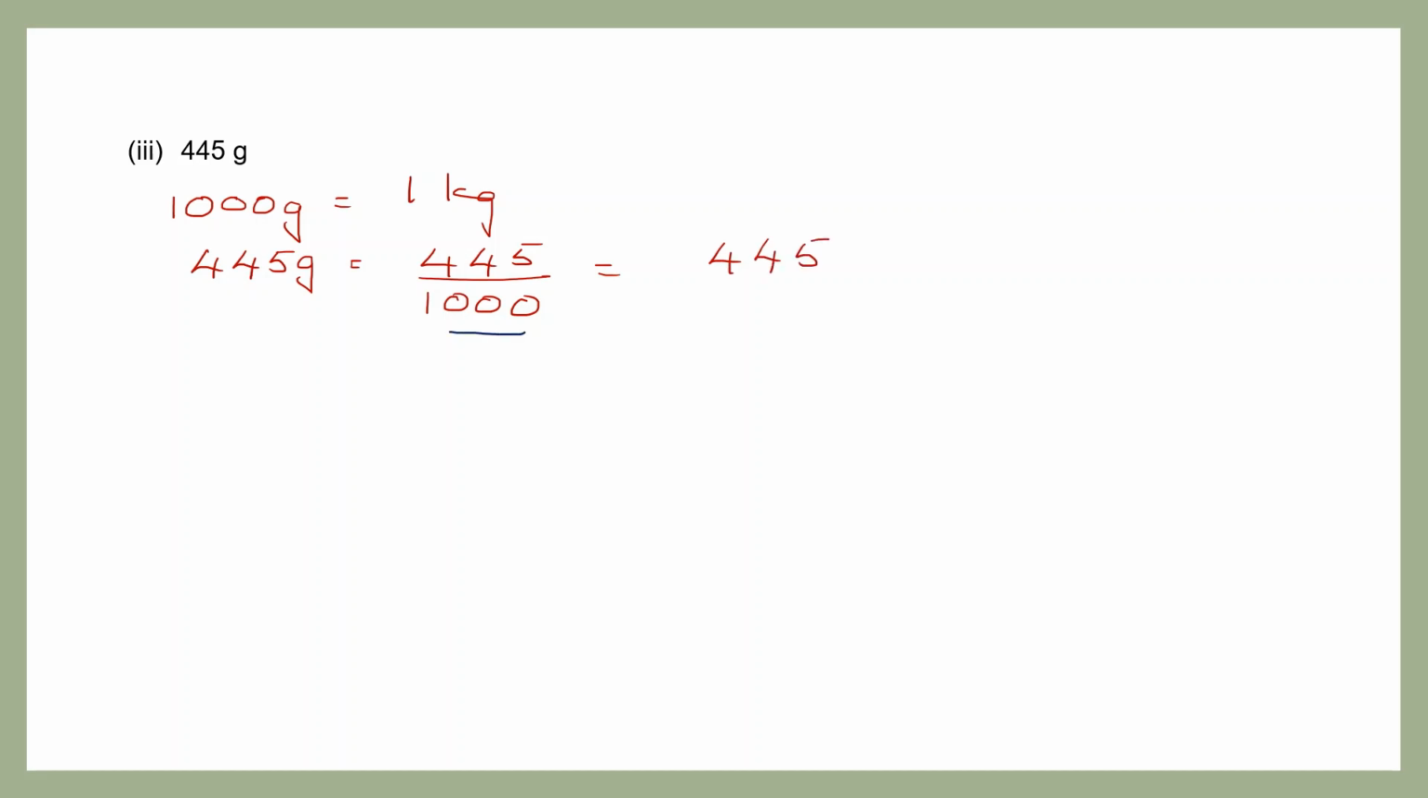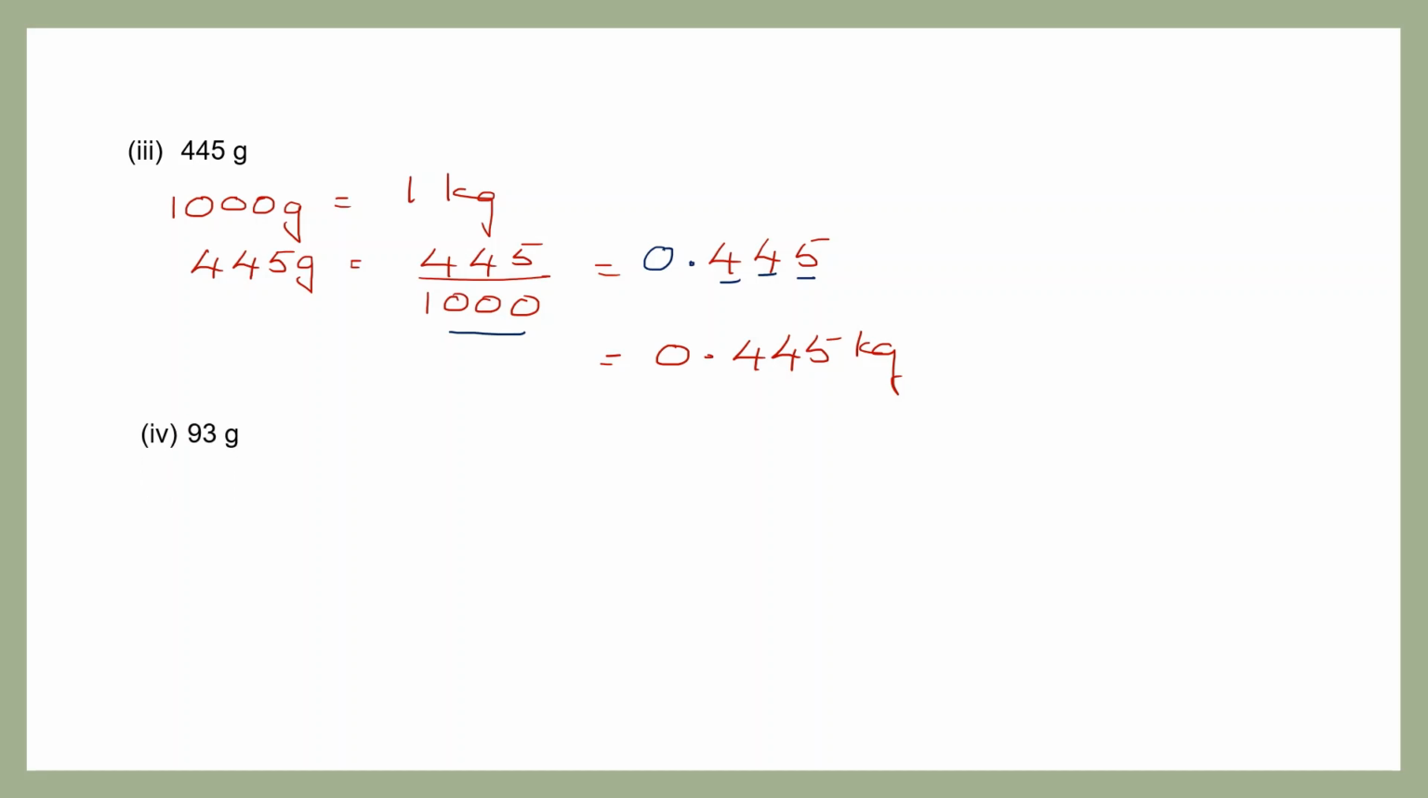Question 3. 445 grams converted to kilograms. 1000 grams equals 1 kilogram. Therefore, 445 grams will be 445 divided by 1000. So let me write that as a whole number. Look at the zeros in the denominator, 3. So my point moves 3 places to the left and comes here. Since there's no number, I put a 0. So what is my answer? 0.445 kilogram.